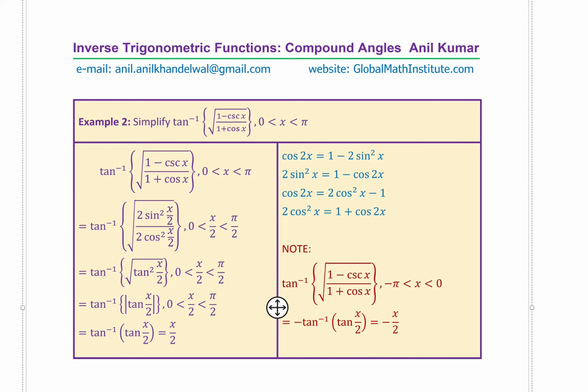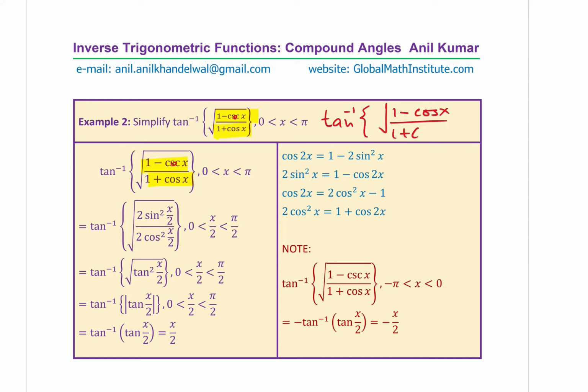The next one is tan inverse of square root of 1 minus cosecant x divided by 1 plus cosecant x. Now, it is actually a typing error, it's cos x, sorry. It is not cosecant x, so let me rewrite it. So it is tan inverse of, within the square root, 1 minus cos x over 1 plus cos x. Okay, so it is not cosecant but cos x.